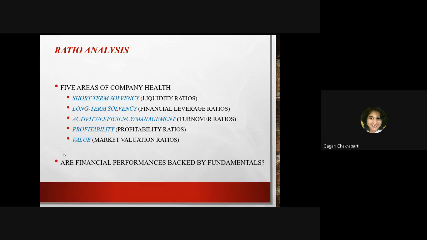Okay. Then, along with the short-term solvency, you should talk about the long-term solvency also. Now, what is long-term solvency? The long-term solvency is based on the financial leverage. Now, what is the financial leverage? Financial leverage is the extent to which a firm relies on debt financing. So, as we understand, more financial leverage means more debt.